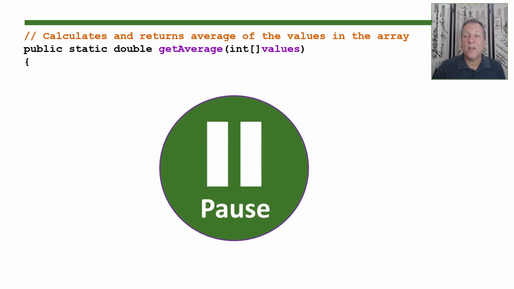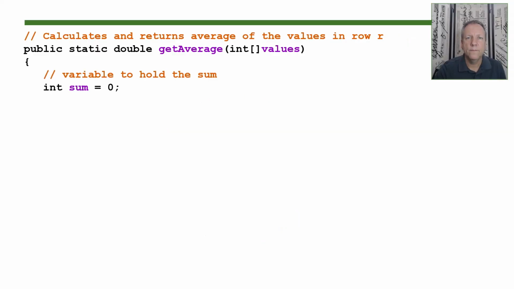Here we have a static method called getAverage that takes an array parameter of integers called values, and it's going to return a double, which should be the average of all those. So feel free to pause the video here and take a shot at writing this method yourself before we go over the code. All right, ready? Let's look at the code piece by piece.